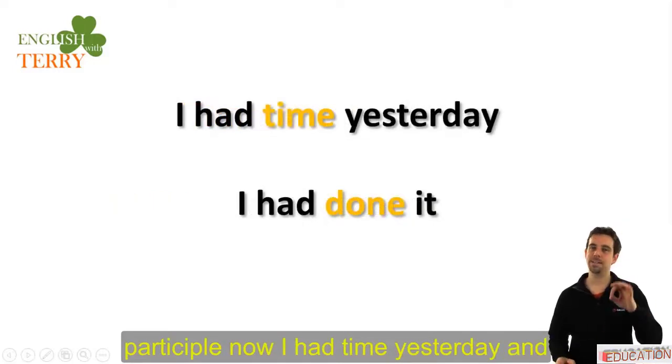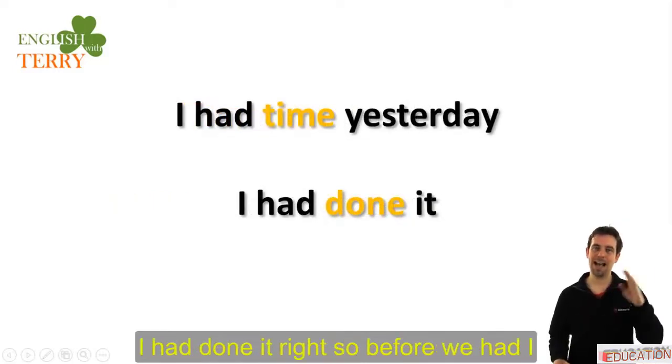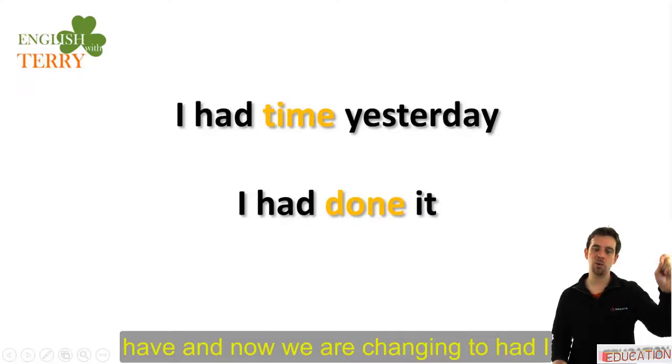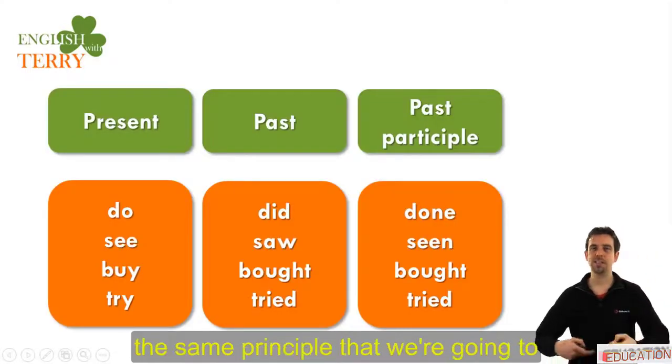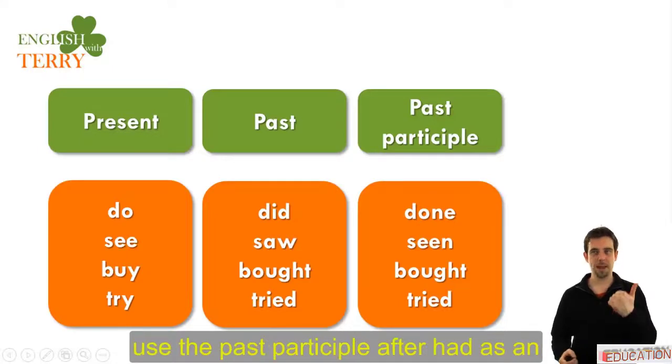Now, I had time yesterday and I had done it, right? So before we had I have, and now we are changing to had. I had time yesterday, I had done it. So it's the same principle that we're going to use the past participle after had, as in I had done.